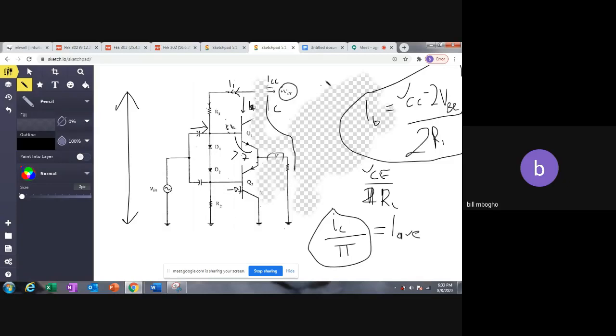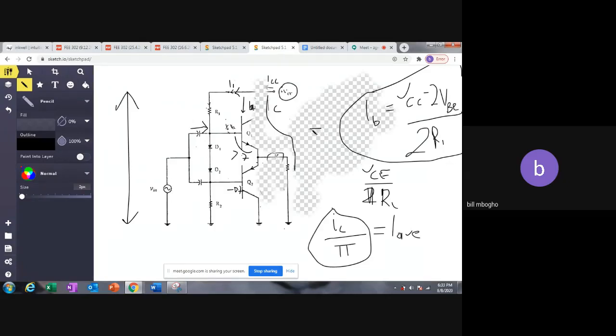Step 2, get the average current. How do you get average current? You first get saturating IC sat. How do you get IC sat? IC sat is VCC divided by 2RL. Yeah. So, what am I saying?